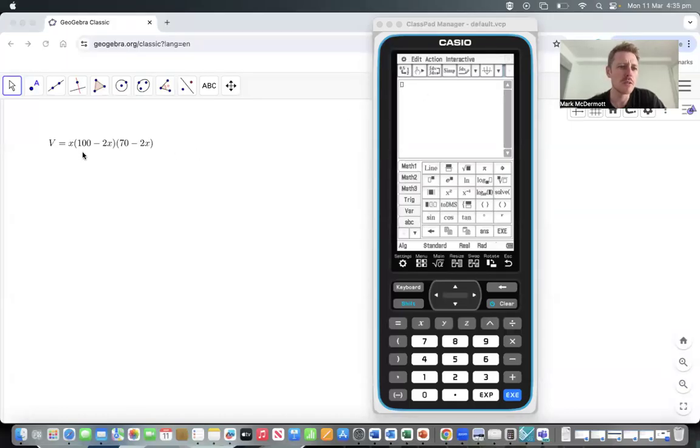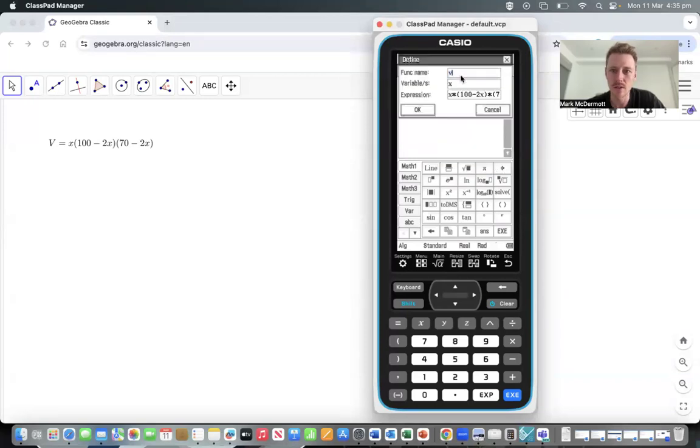So this question says that the volume of a box is given by x multiplied by 100 minus 2x times 70 minus 2x. What we want to do is define that in our calculator. So maybe we can call it v of x. Let's do x multiplied by 100 minus 2x multiplied by 70 minus 2x.